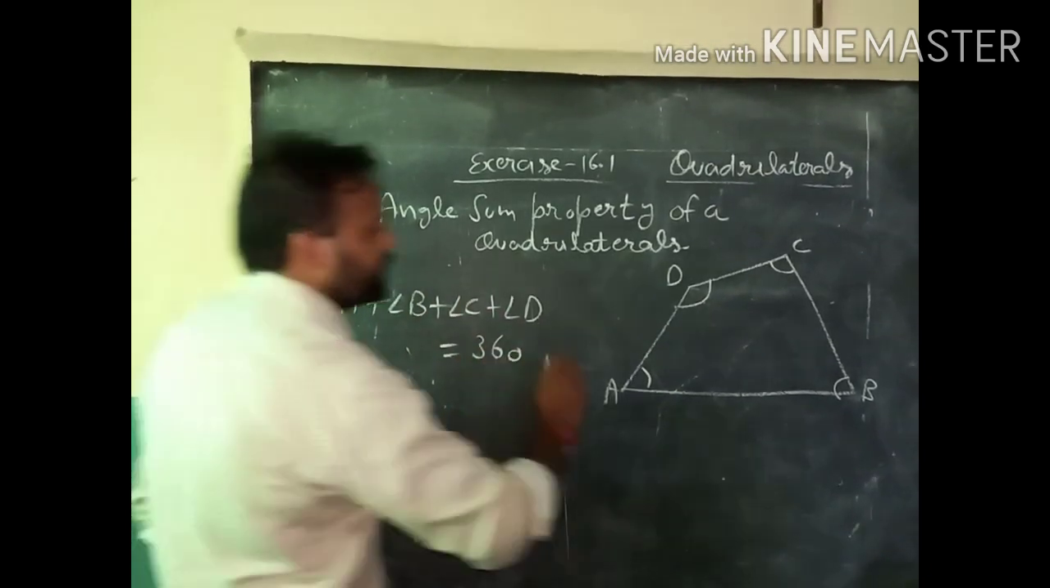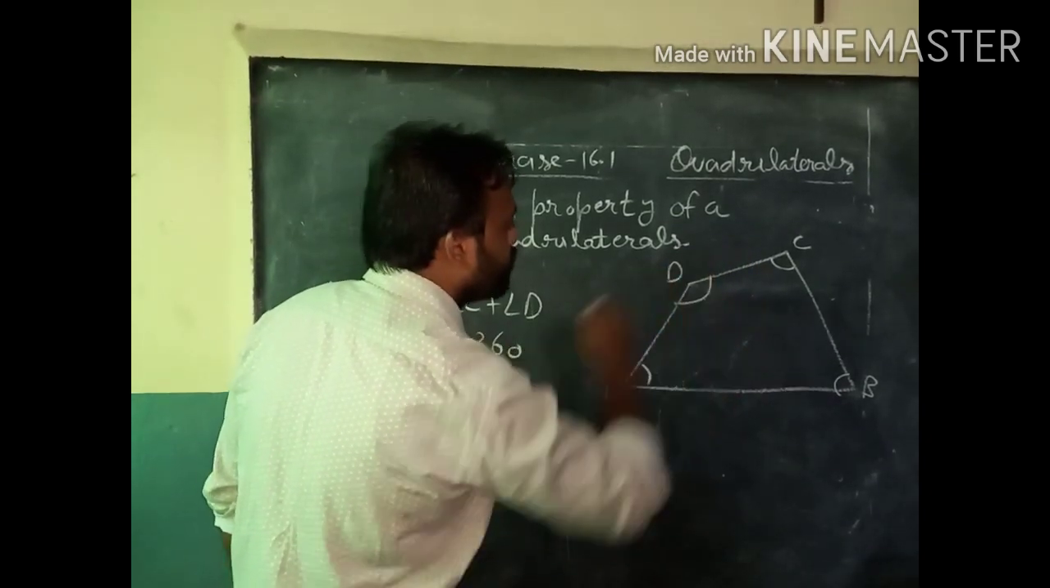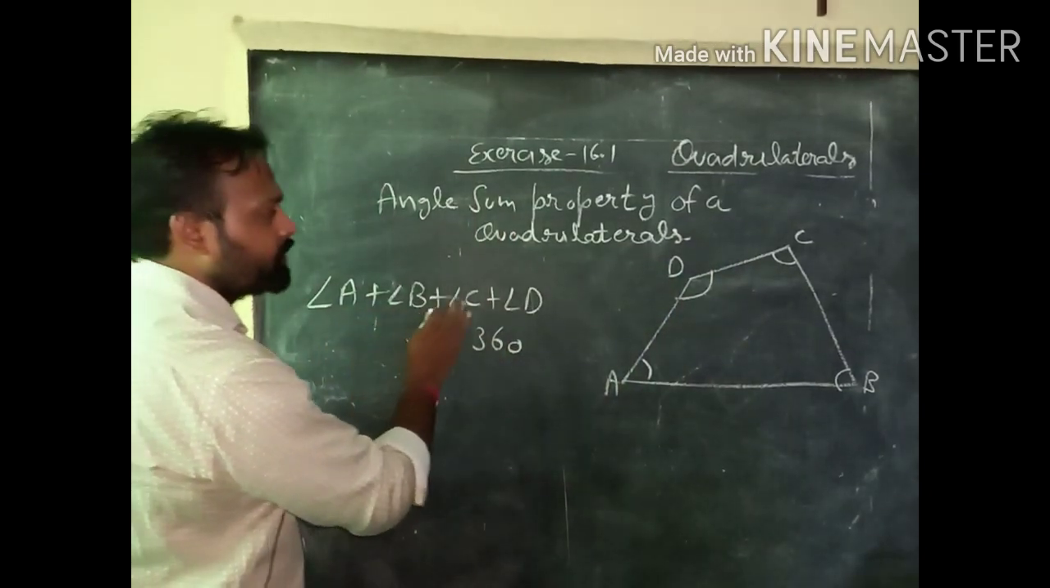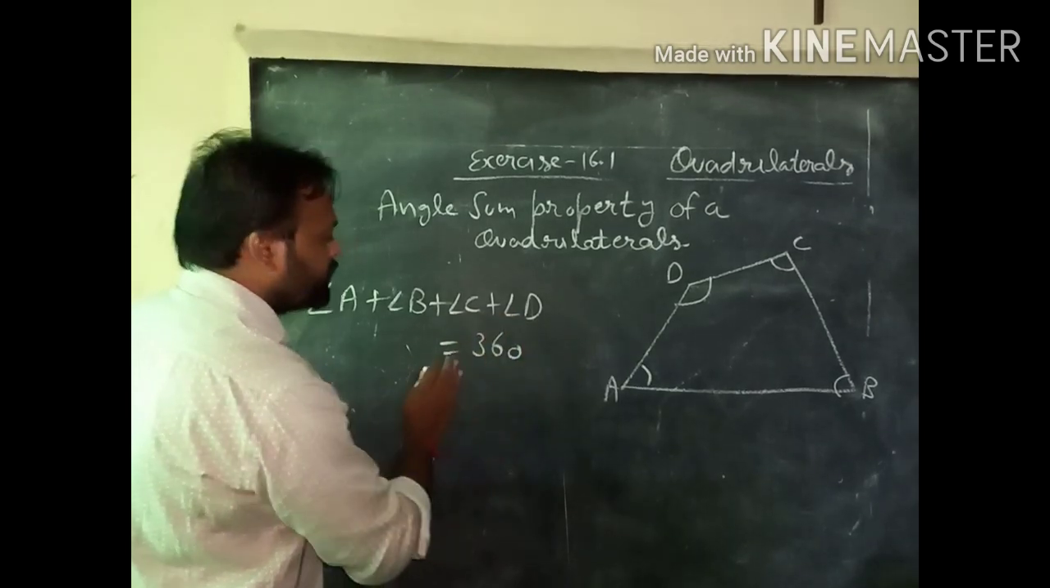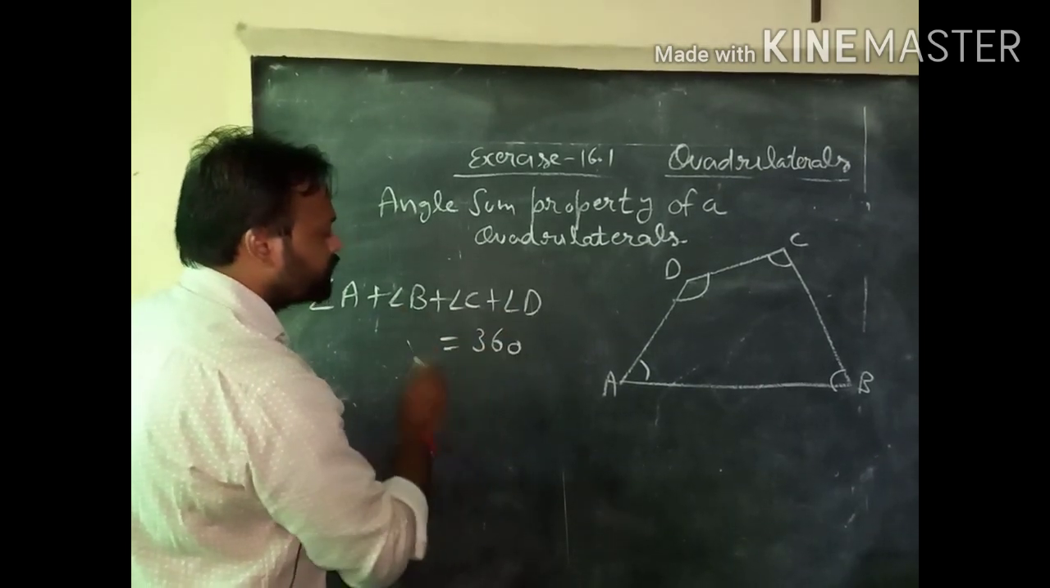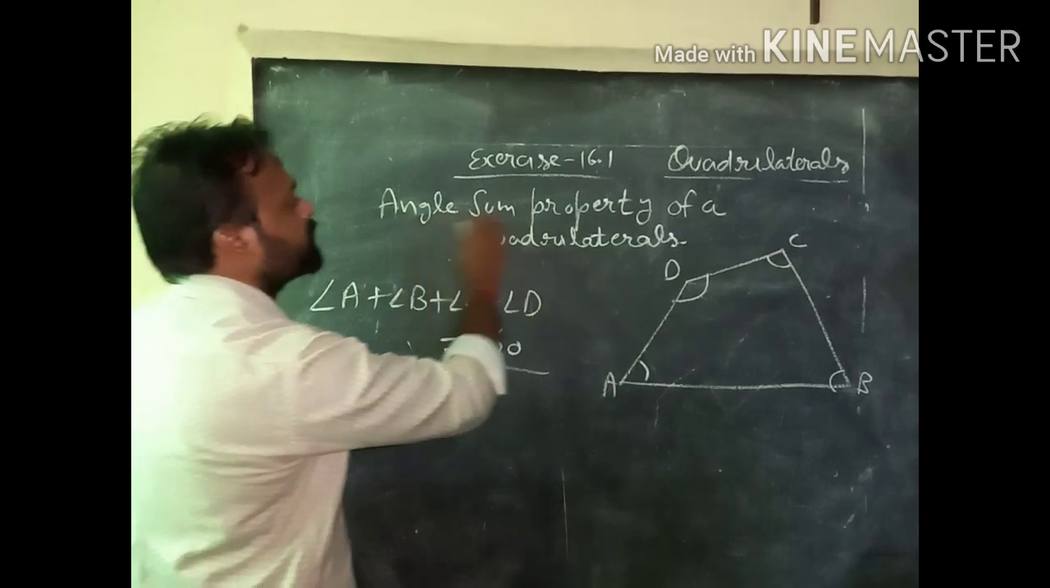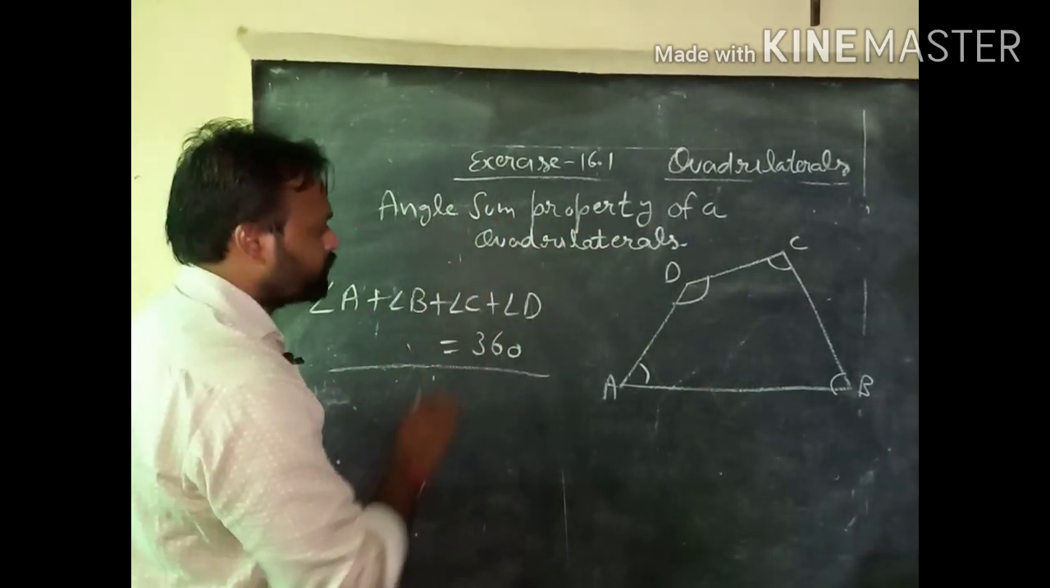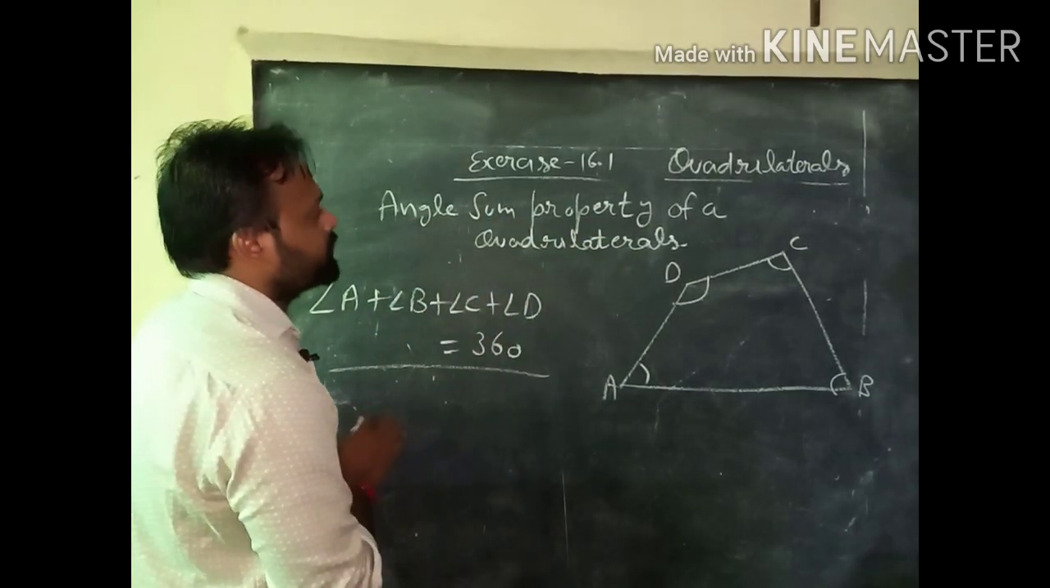So you just add all the angles of the quadrilateral: angle A plus angle B plus angle C plus angle D. The sum of all these angles is equal to 360. This is called the angle sum property of a quadrilateral. Only this much we will apply in this exercise.